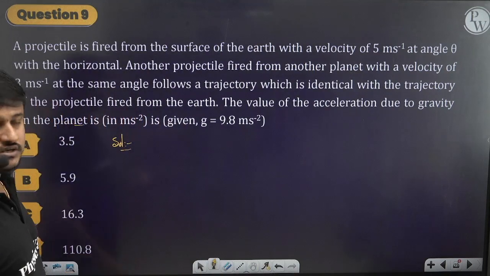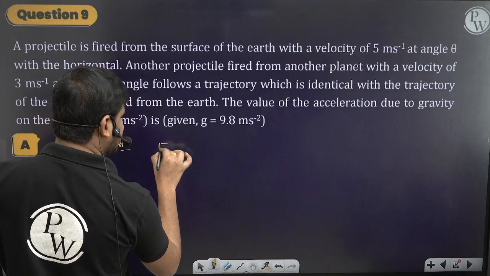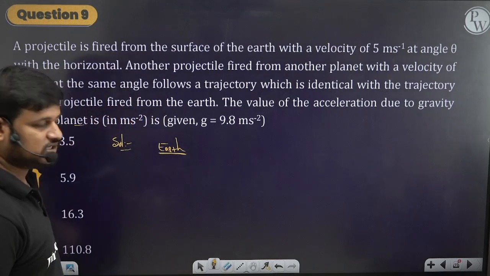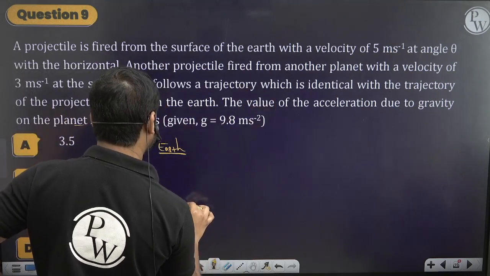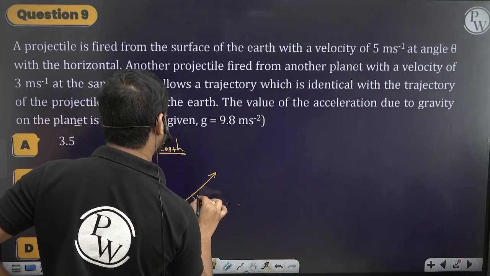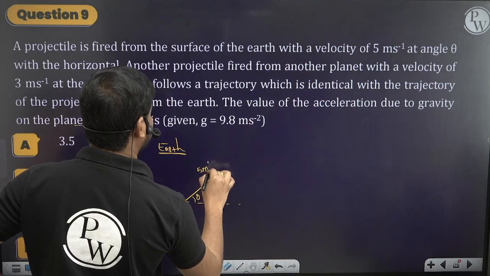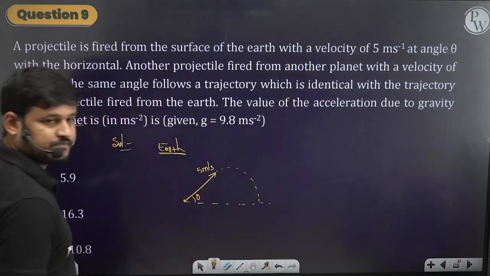See here, the question. So first the projectile is fired from earth. Consider the projectile is fired from earth with some angle theta. Let's suppose with the horizontal it is fired with some angle theta, with the initial velocity 5 meters per second. Then let's suppose the body has followed this trajectory, yes or no?